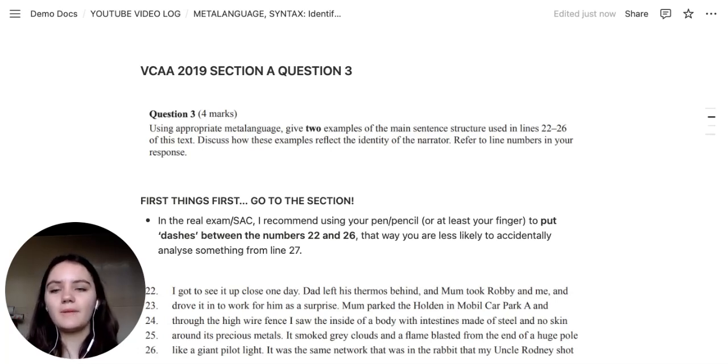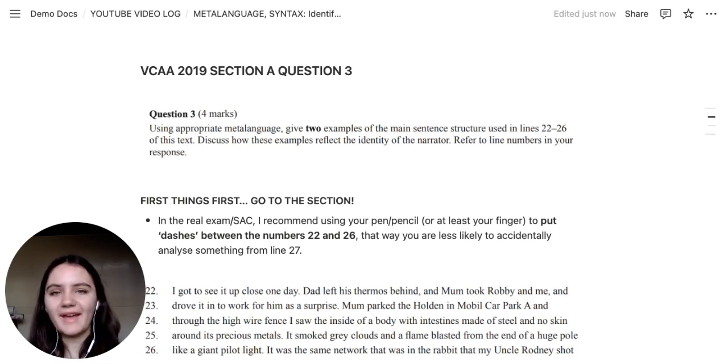This is question 3 worth 4 marks, and what we're going to practice doing is just identifying the structure. We're not going to focus on the second half, which is identity, because that's not really part of our metalanguage ideas. The question is: give 2 examples of the main sentence structure in lines 22 to 26 of this text. Discuss how they reflect the identity of the narrator.